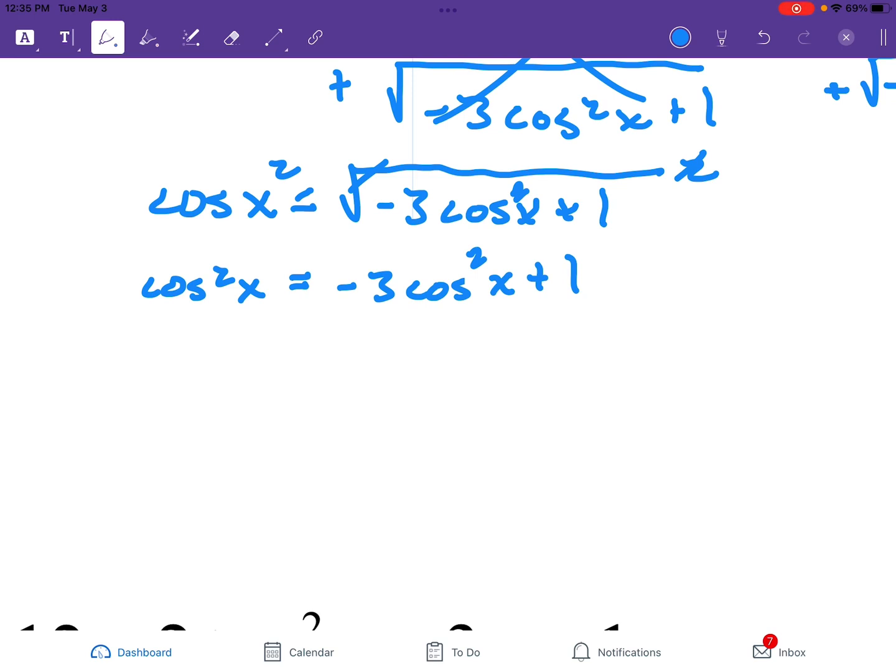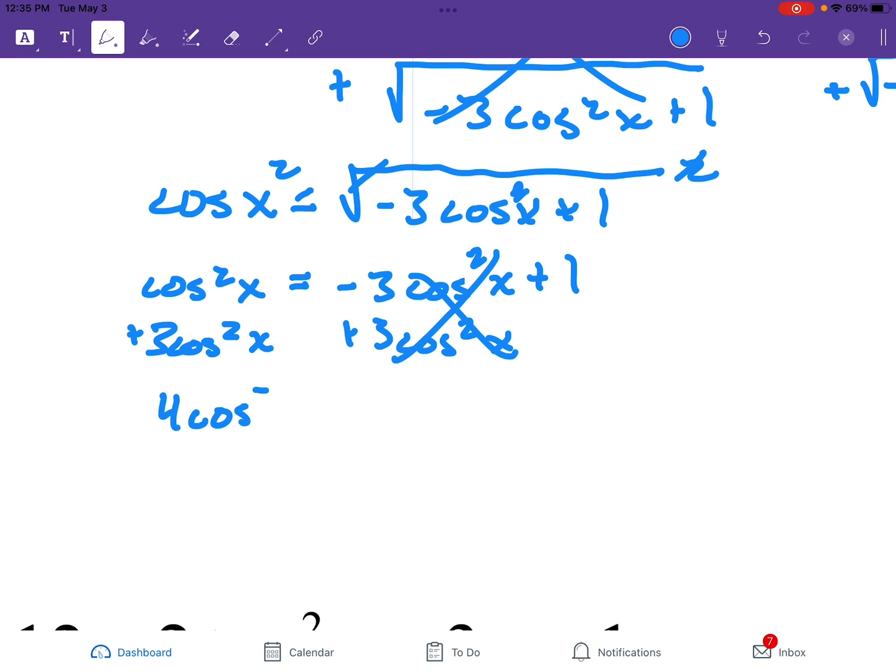Now we can start combining like terms. I'm going to add 3 cosine squared of x to both sides. This goes away, and 1 plus 3 is going to be 4 cosine squared of x equals 1. Next, to get the cosine squared of x, I'm going to divide both sides by 4.